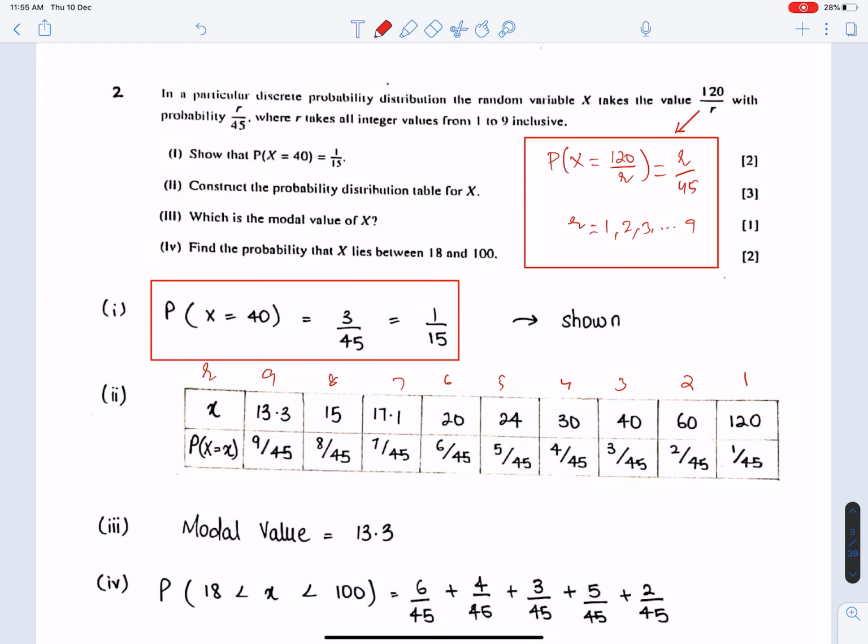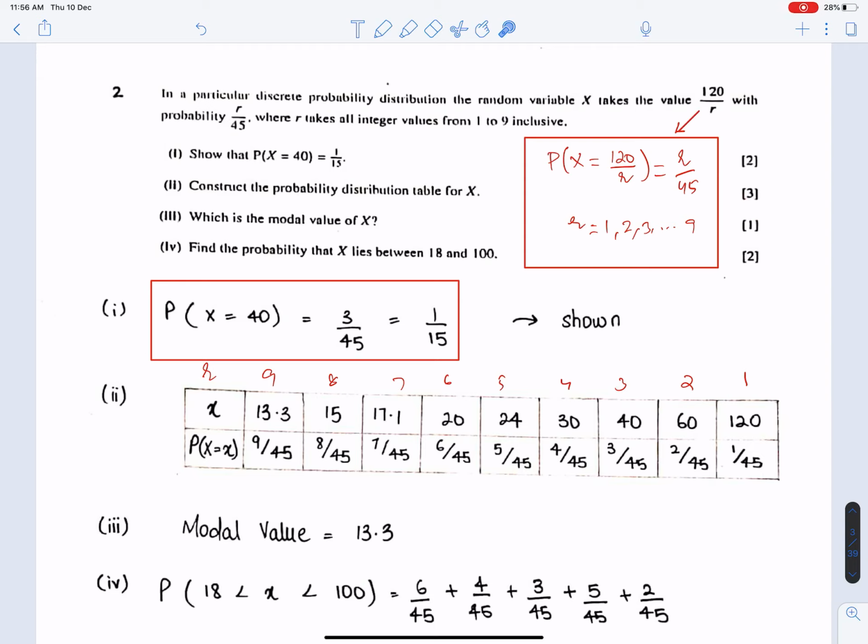Part 2, construct the probability distribution table for x. This is very simple. r can take these values 1 to 9 inclusive. Therefore x will take these values 120 down to 13.3. When you put r equal to 1 here, you will get 120. When you put r equal to 2 here, x will be 60. When r is 3, x will be 40, and so on. Similarly, you can get the corresponding probabilities of x.